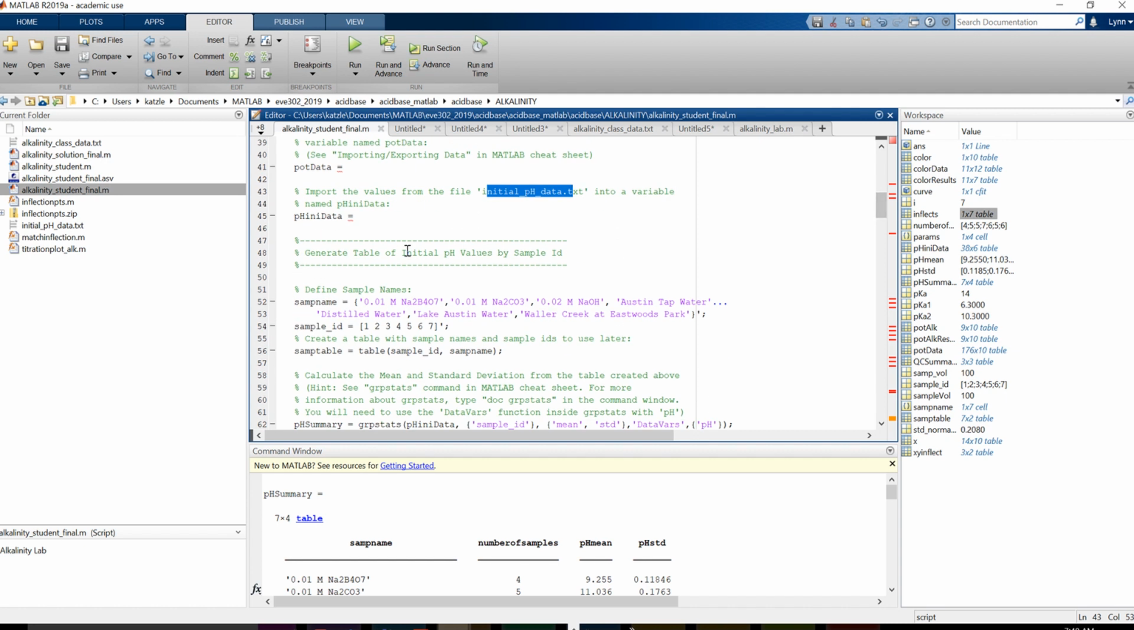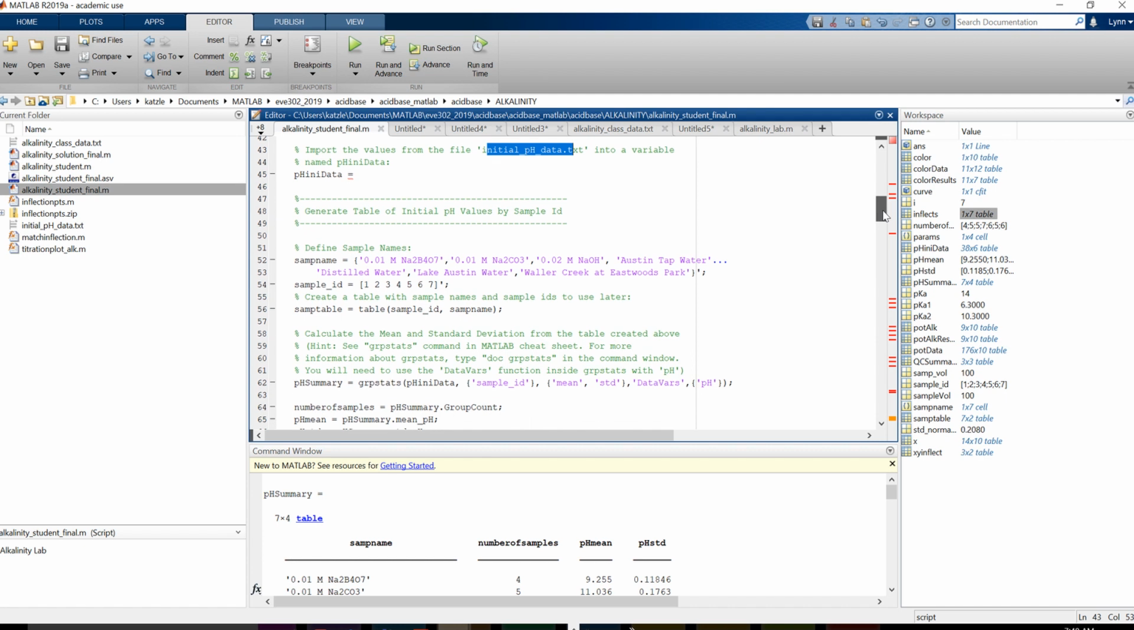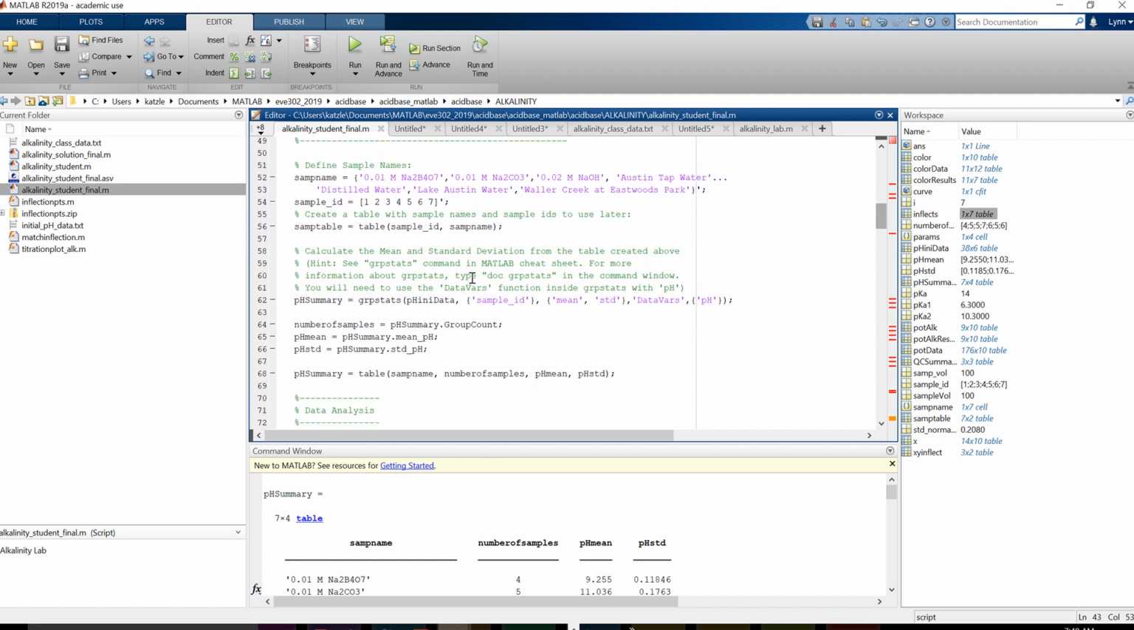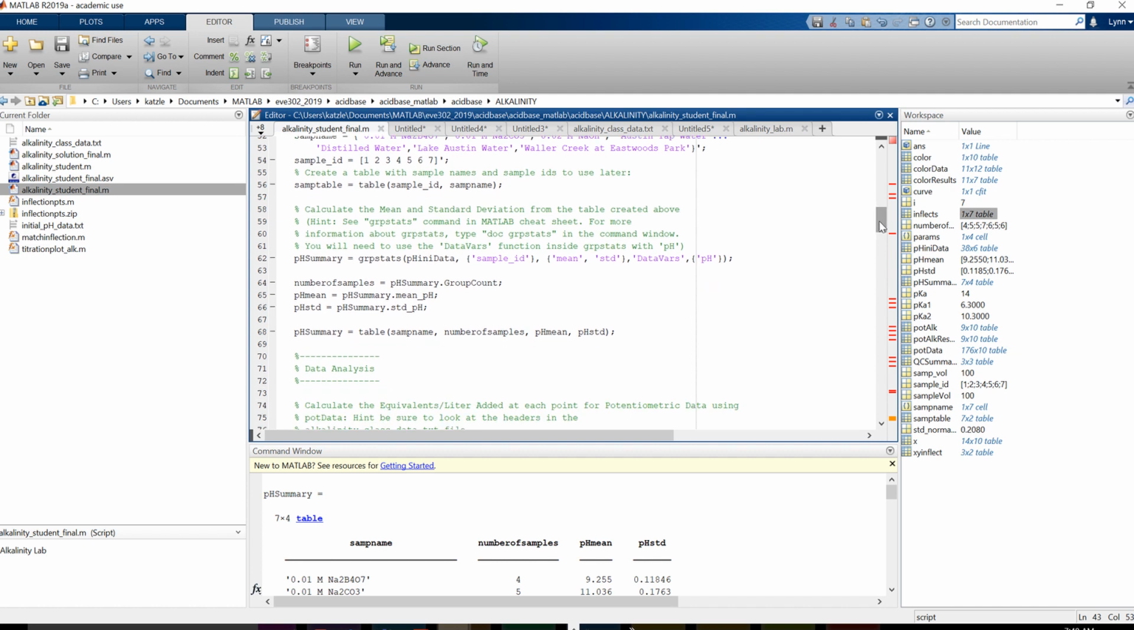The next thing is to generate the table of initial pH values. So you notice the sample names are already added for you. You can see that the sample names correspond to the IDs that were in the table from the PowerPoint. Then calculate the mean and standard deviation for the samples so that we can see what the initial data variability looked like in terms of pH.